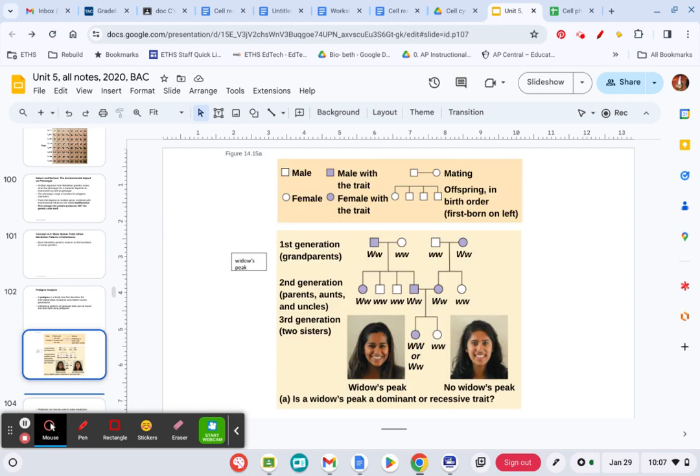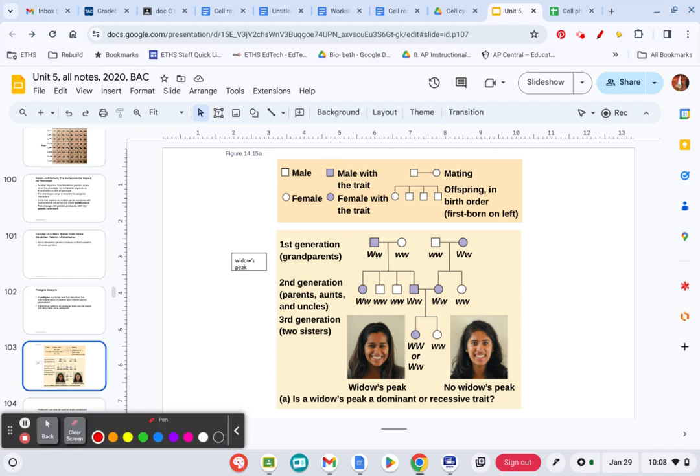Now, the one that's shown here, we have two individuals, who must be sisters, who either do or don't have a widow's peak. Widow's peak is a little pointy thing in the middle of your forehead, where the hairline comes to a little point. And it is actually a dominant trait. And we can follow this back and look at the grandparents and then the parents and then finally the kids.